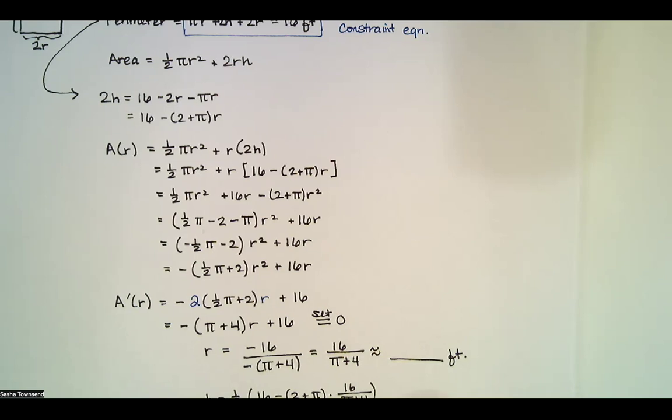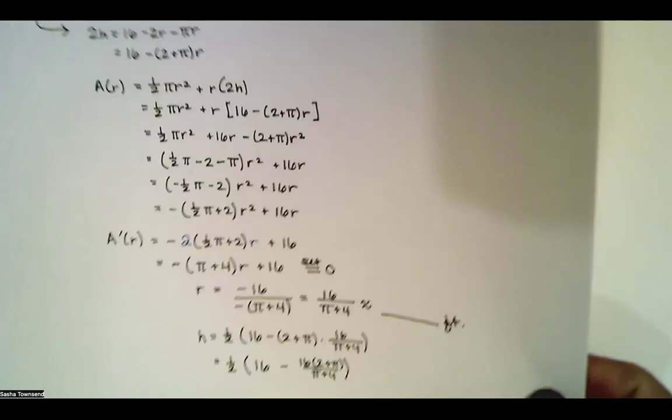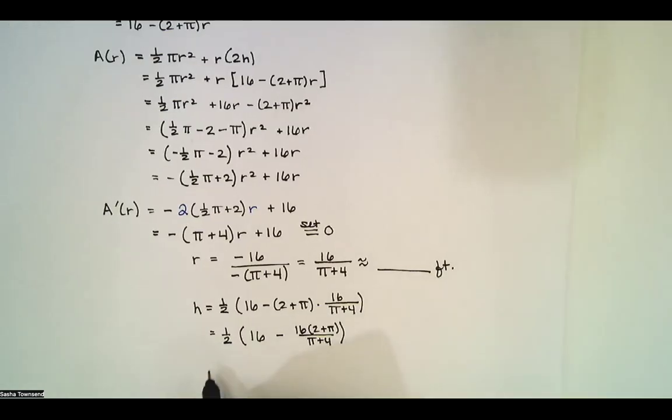So we have 16 minus 16 times (2 plus pi), all divided by pi plus 4. And then I guess you could get a common denominator, but I don't really know how important that is, honestly. We have 16 times (pi plus 4) divided by (pi plus 4), minus 16 times (2 plus pi) divided by (pi plus 4). Now we've got a common denominator.